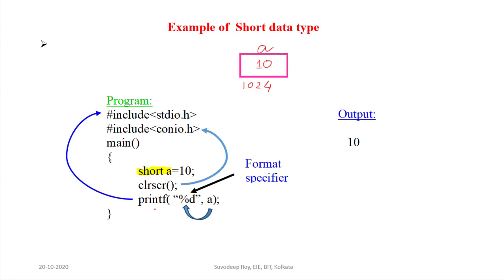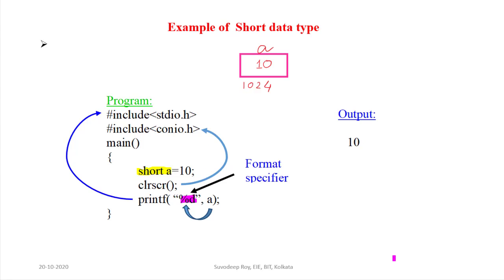How will the printf function be written? printf, next %d. What is this %d? The format specifier for signed short integer data is %d. I must write %d in double quotation, then comma, next a. When we write this instruction, the value of a will be displayed at the position of this %d and we will be able to see it on screen. After execution of this instruction, the value will be 10, because 10 is in the memory location defined by the variable a. So at output we will get 10.